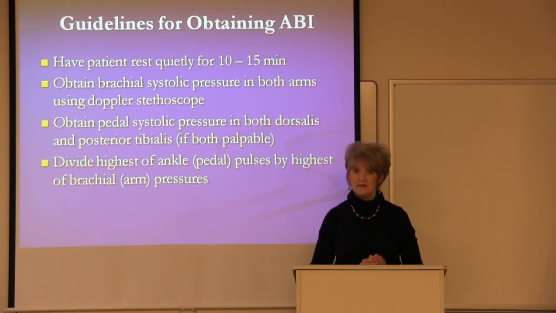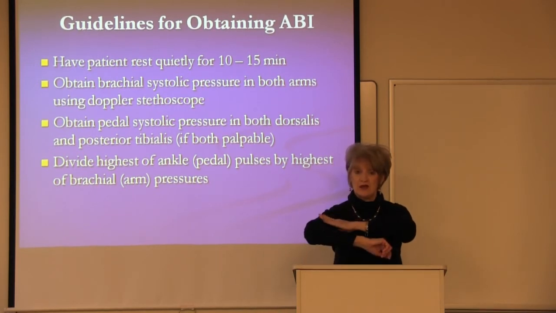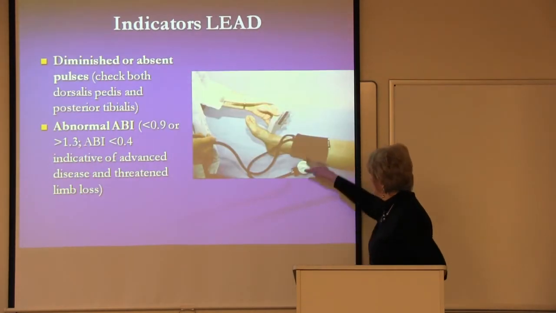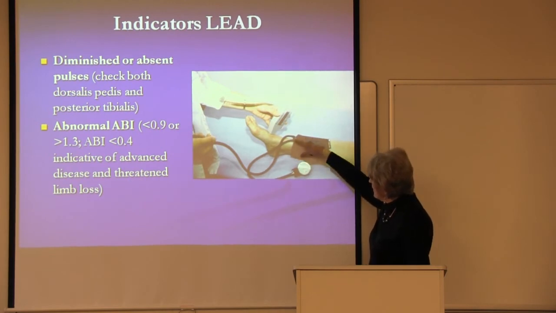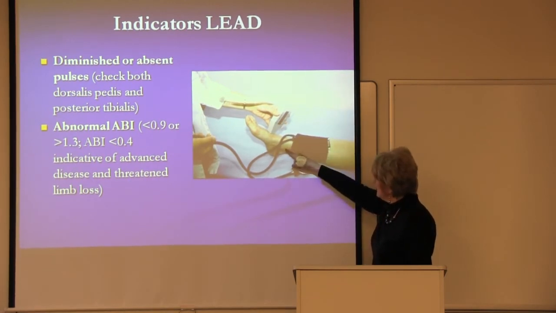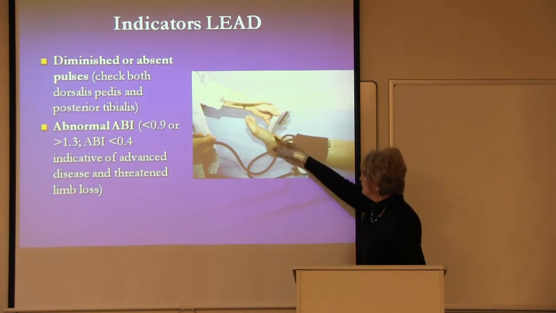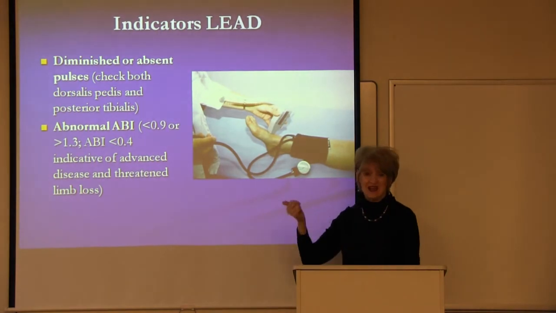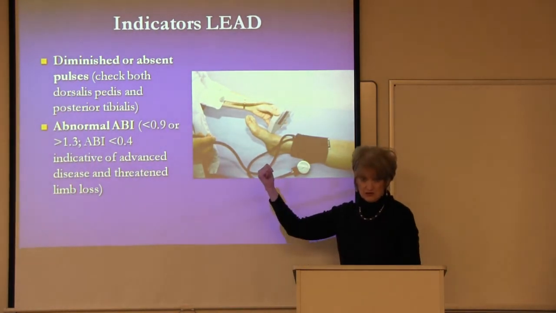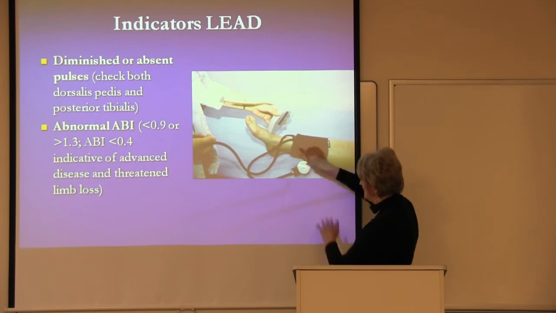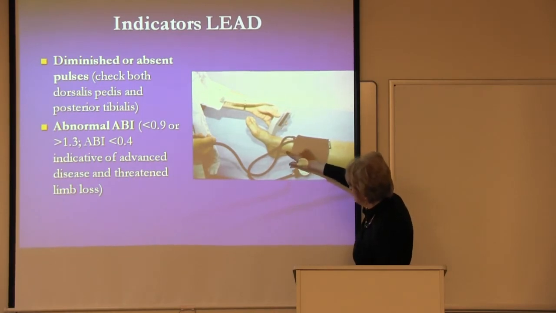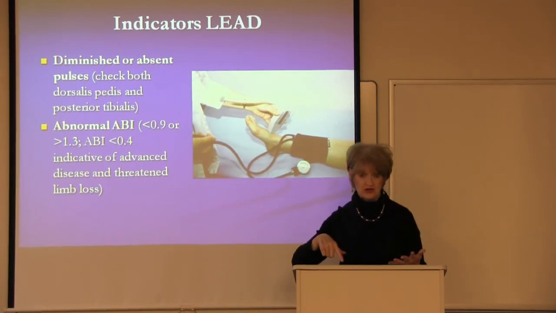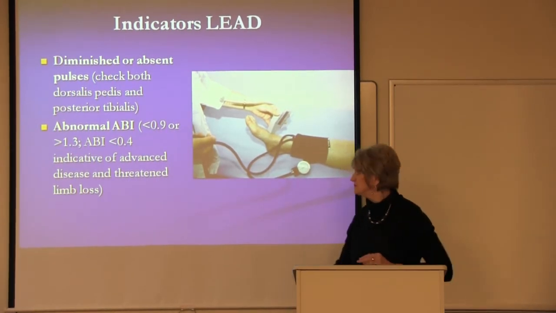So I'm lying quietly. You're going to get my right brachial, my left brachial. Then you go back here, you can see how you put the cuff around the lower leg about 1 inch above the malleolus. You find the dorsalis pedis. You use your Doppler to get the systolic pressure in the dorsalis pedis. You rotate your cuff. You find your posterior tibialis. You use your Doppler to get the systolic pressure in your posterior tibialis.